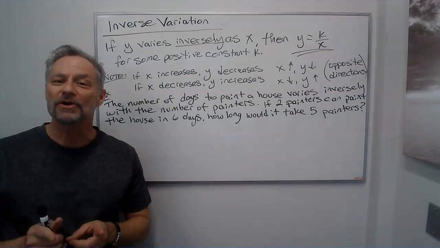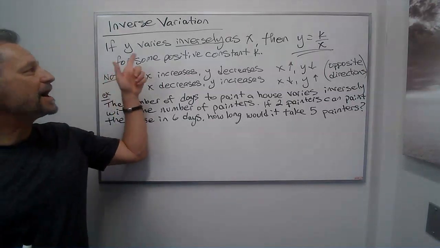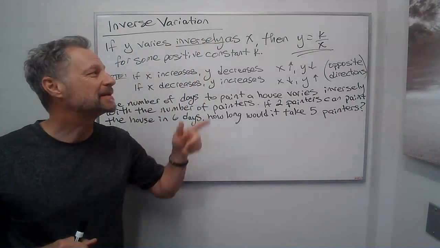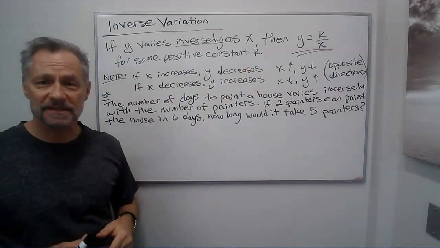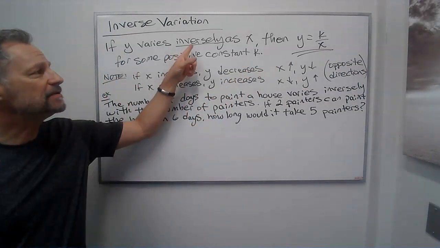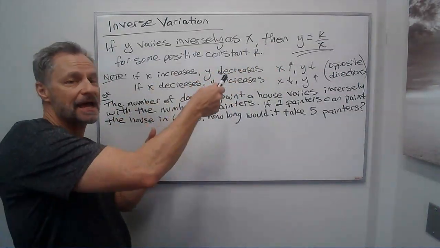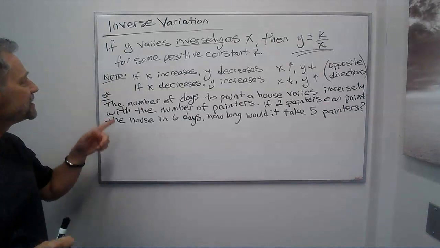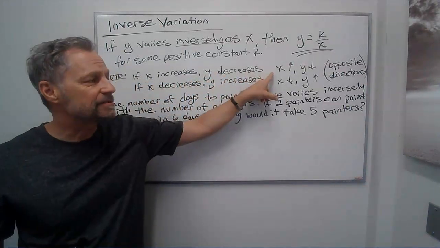Professor Monte, we're going to look at inverse variation. If y varies inversely as x, then y equals k divided by x for some positive constant k. Okay, so inversely we're going to divide. Remember, with directly we multiply by x. Inversely we divide.